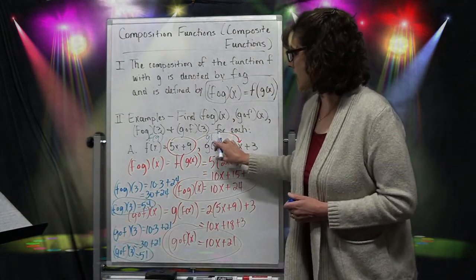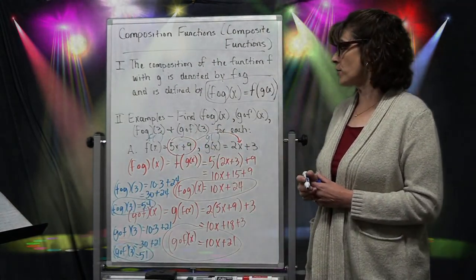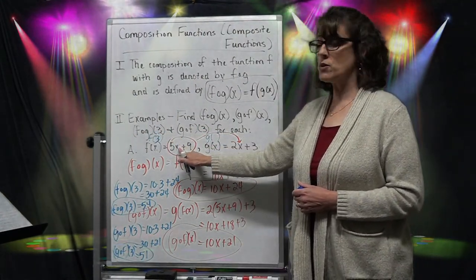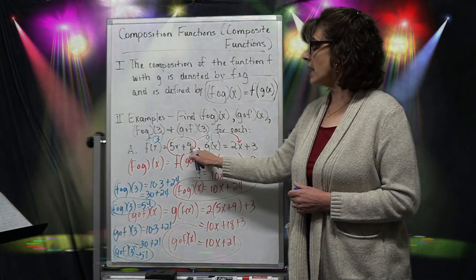And if I wanted to handle it that way for g of f of 3, that means put a 3 in f. So put a 3 here. 5 times 3 is 15. 15 plus 9 is 24.